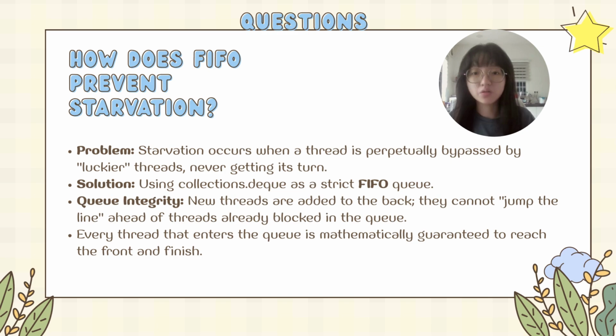In a standard unlocked race, a fast thread could finish and immediately re-enter, starving slower threads that are still waiting. We prevent this by using a first in first out queue because we store thread condition variables in the collection queue. We create an orderly line. New threads are added to the back and cannot cut the line. By ensuring the oldest waiting thread is always the next one to be woken up, we guarantee that every thread eventually gets its turn, which eliminates starvation entirely.